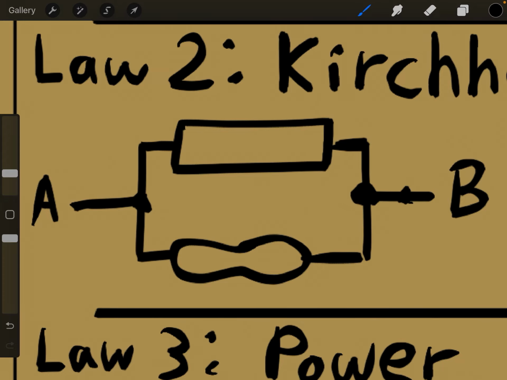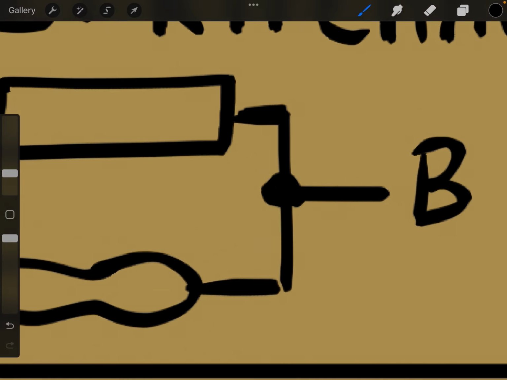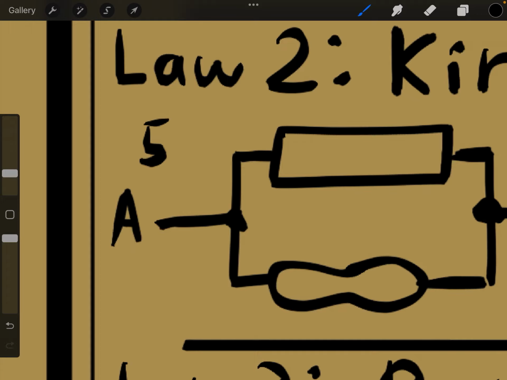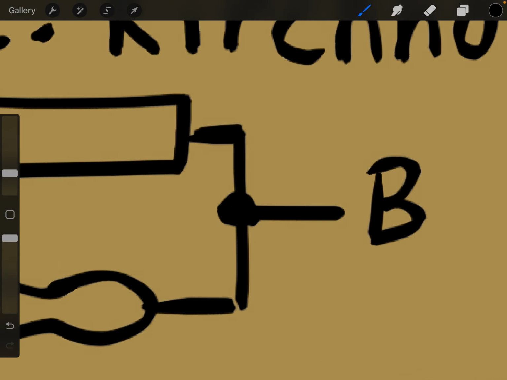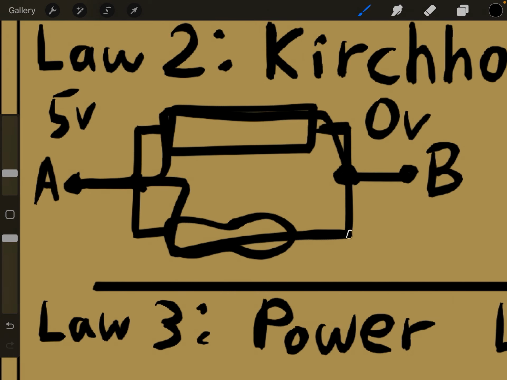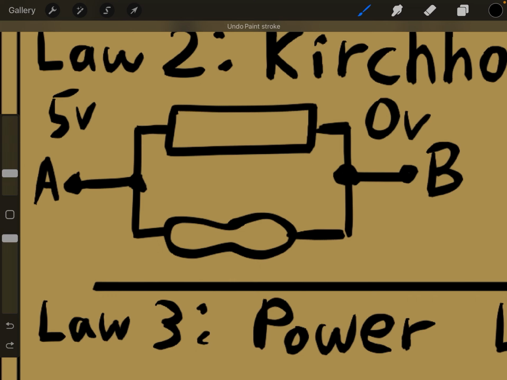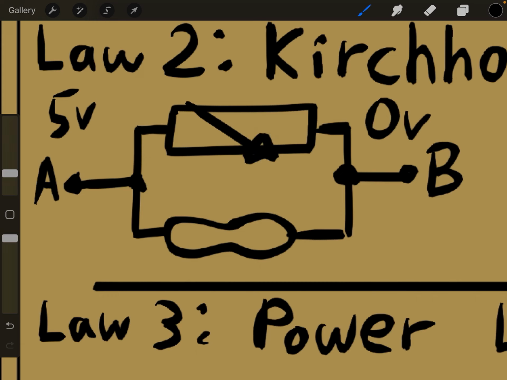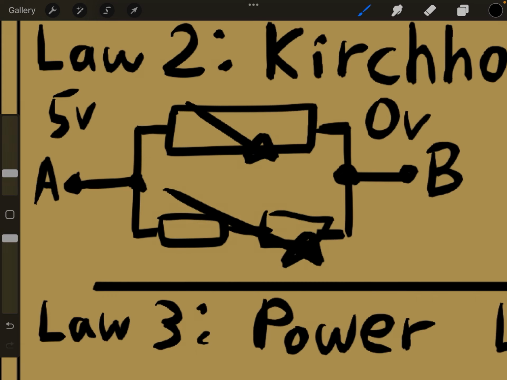If you have a 0 volt reference, then at any point in the circuit there can only be one value for voltage. So say at point A we have 5 volts, and at point B we have 0 volts. Then that means that any path from point A to point B must lose 5 volts. So there will be a voltage drop of 5 volts across here, a voltage drop of 5 volts across here. If you had 2 components in this bottom path, then across both of them combined, there would be a voltage drop of 5 volts.